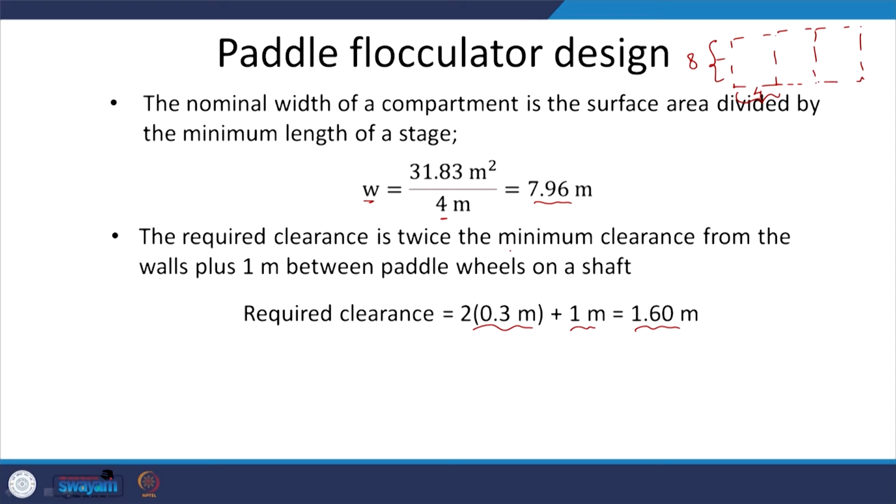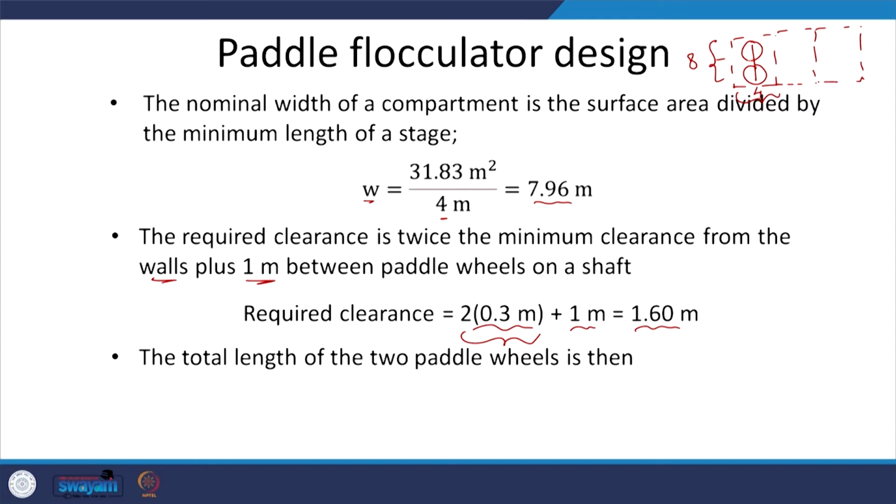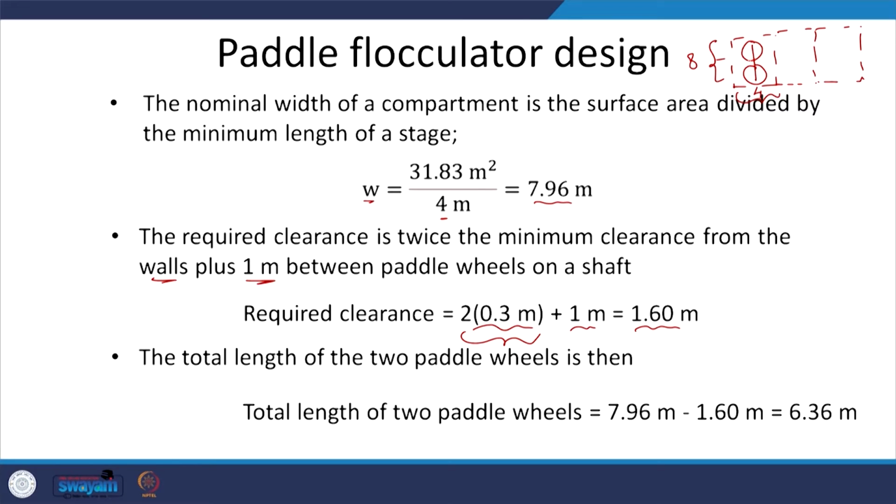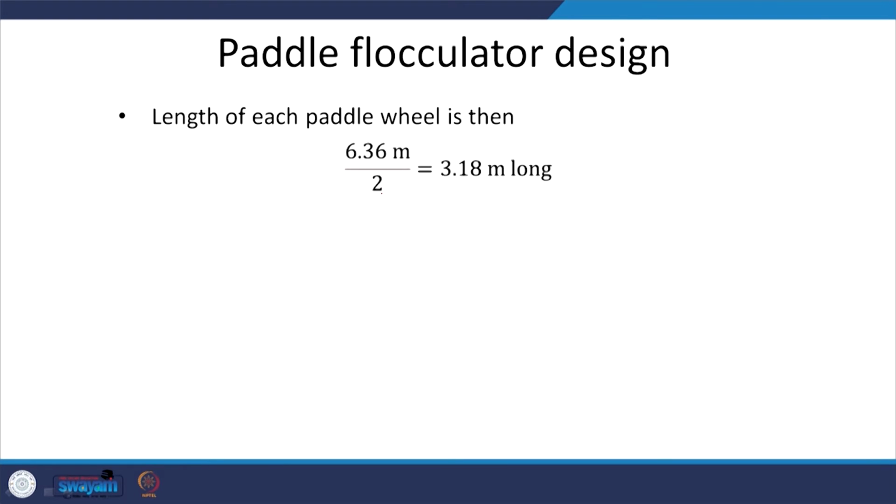Required clearance is twice the minimum clearance from the walls, right? Twice the minimum clearance from the walls plus 1 meter between paddle wheels on a shaft. So you have two paddle wheels, let's say, so 1 meter between paddle wheels on a shaft. Total length of the two paddle wheels is then going to be 7.96 minus 1.6. So the total length of the two paddle wheels will be 6.36, right? Here we already took into account the clearance and the spacing between these paddle wheels. Again, where did we get this set of information from? From the table. Yes. So length of each paddle wheel will be 6.36 by 2.